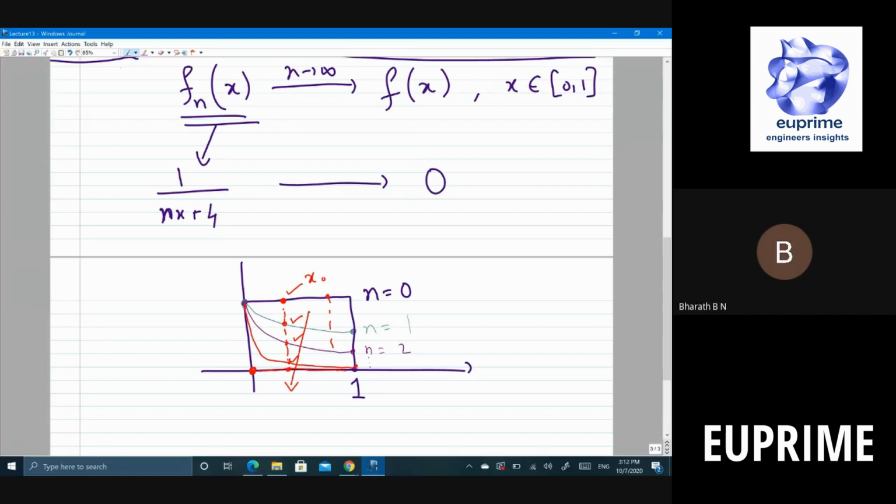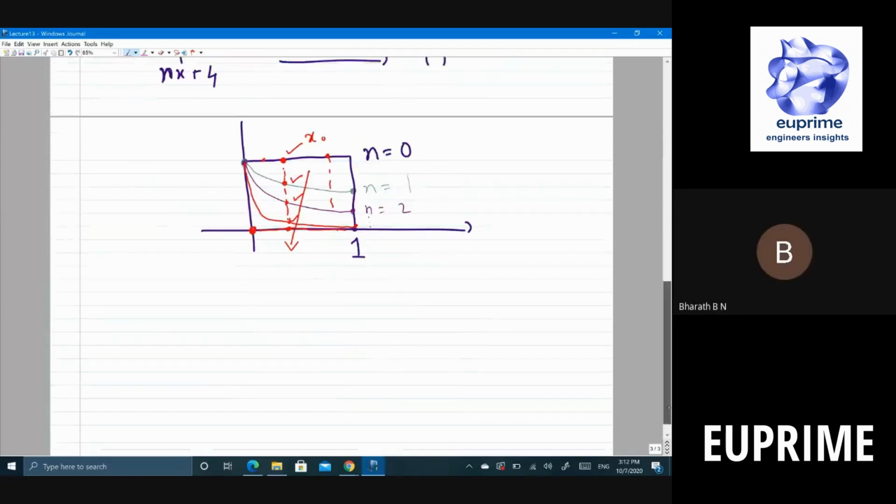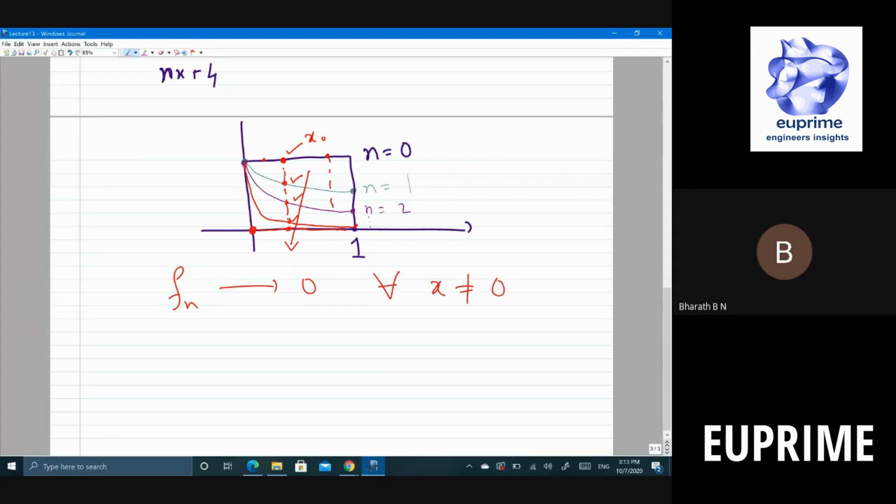So that means for all the points except 0, the sequence seems to converge to 0. That means at each of these points, the sequence fn of x converges to 0. That is called pointwise convergence. At every point it converges. But where does it not converge? See, fn converges to 0 for all x not equal to 0, and of course x between 0 and 1. This is called pointwise convergence. Now, what about x equal to 0?